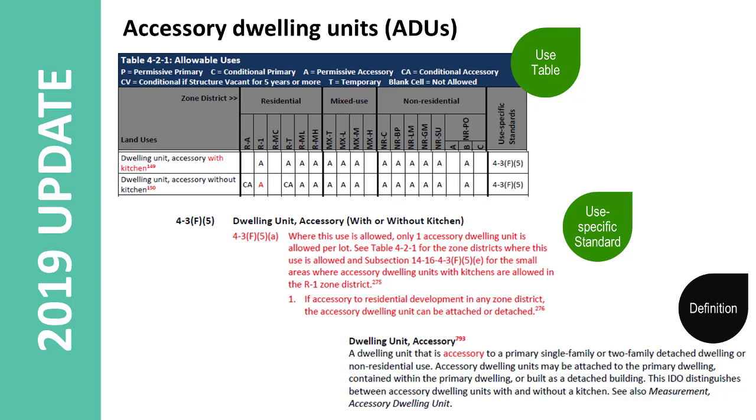In the use-specific standard, you find all the rules. In R1, it's not allowed unless you're in a special area where it is allowed. So citywide, no accessory dwelling units with kitchens. But if you're in an area that at some point decided and created a rule in their own plans to allow them, we carried those allowances over into the integrated development ordinance. If you want to know where those are, wait one slide. And if you want to know the definition, you can go to part 7, with the definitions.